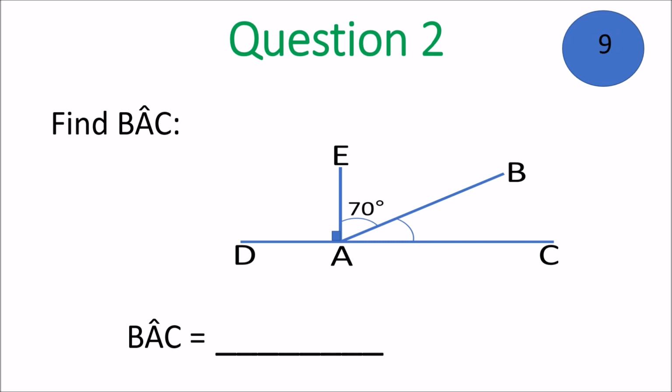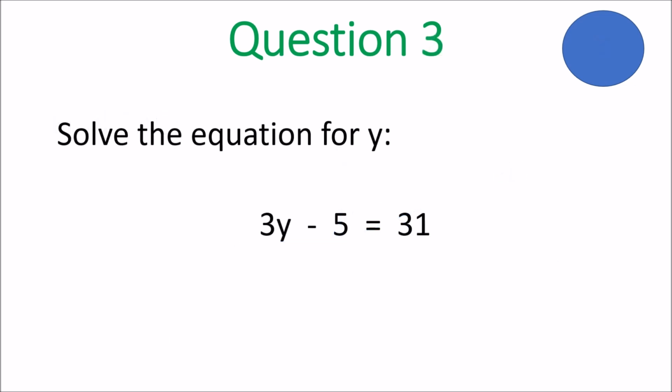Find angle BAC. Angle BAC from that diagram. See if you can work it out. And we move on to question 3. Solve the equation for y. 3y minus 5 is equal to 31.